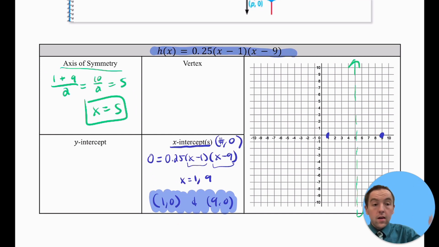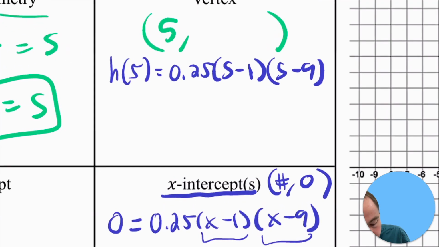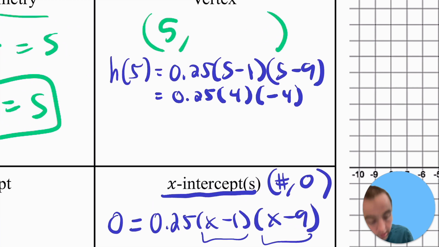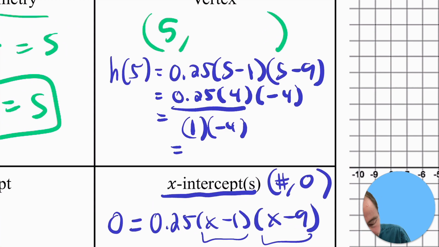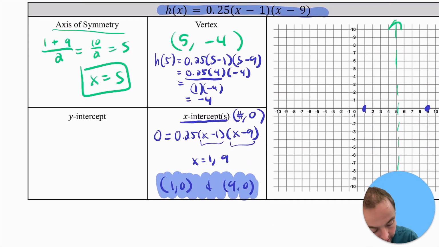Somewhere on that line has to be where the vertex, or the tip of the parabola, is. So the vertex has to have a 5 for its x. And then you can find the y if you just plug the 5 into the equation. So if we do h of 5, it's going to be 0.25 times plug in 5 for x minus 1, and plug in 5 for x minus 9. If we simplify that, it's going to be 0.25, 5 minus 1 is 4, and 5 minus 9 is negative 4. Then 0.25 times 4 is 1, and then times negative 4 equals negative 4. So there we have it. 5 and negative 4 gives you the location of the vertex. So I can put a dot on the graph right there at (5, negative 4).